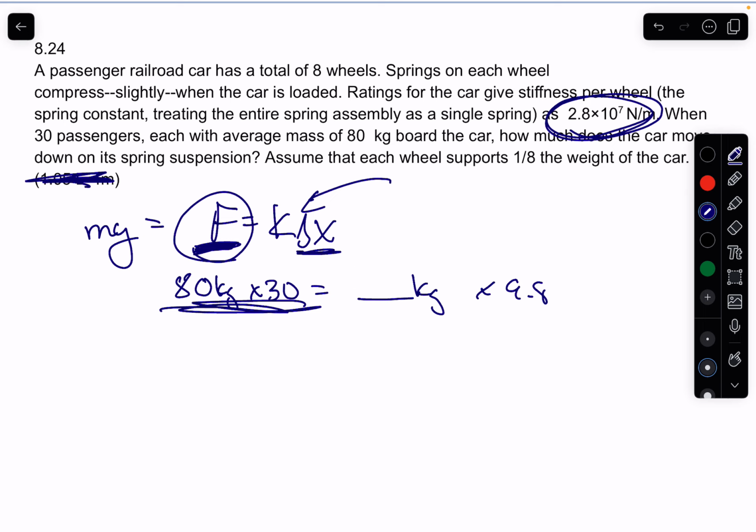Now the trick though is you have 8 wheels. So what are you going to do with that? Because you are saying how much will the entire rail car go up and down, you'll need to either divide or multiply by 8 your answer. I'll bet you can figure out which you need to do.